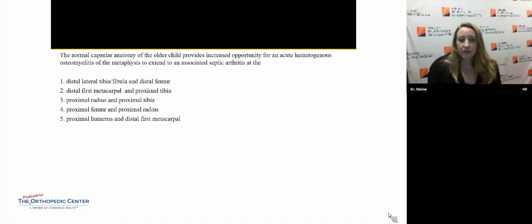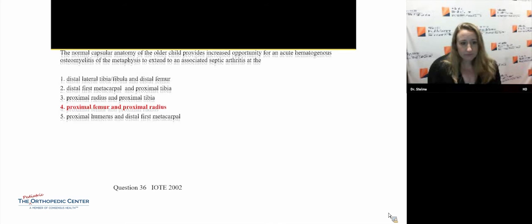Normal capsular anatomy of the older child provides increased opportunity for acute hematogenous osteomyelitis of the metaphysis to extend to an associated septic arthritis. So which joints were these? Distal lateral tibia and fibula and distal femur, the distal first metacarpal and proximal tibia, proximal radius and proximal tibia, proximal femur and proximal radius, proximal humerus, and distal first metacarpal. Proximal femur and proximal radius, so in the hip and then the elbow.